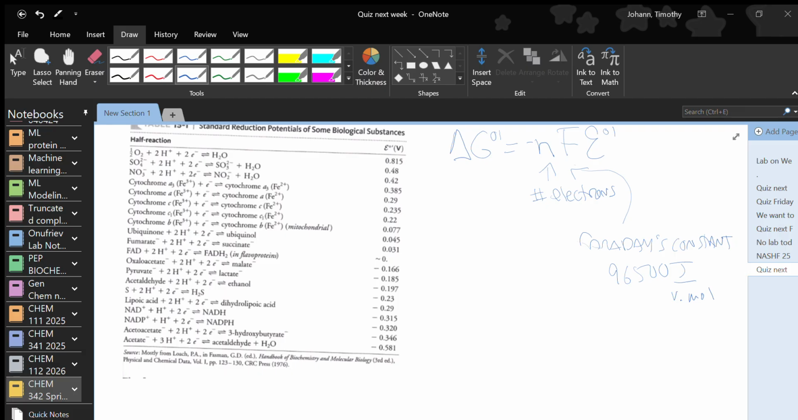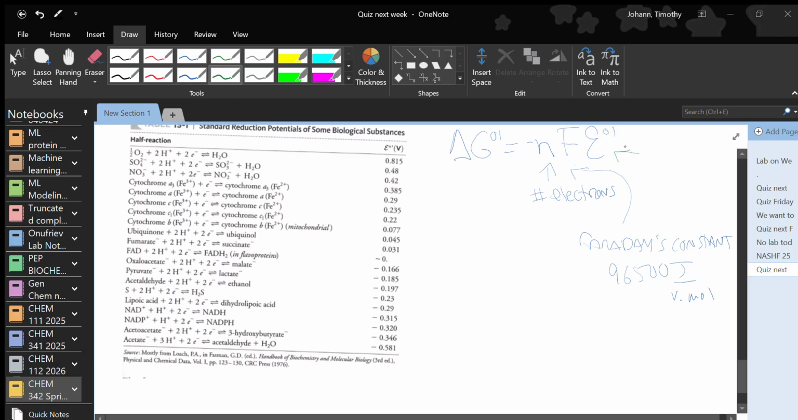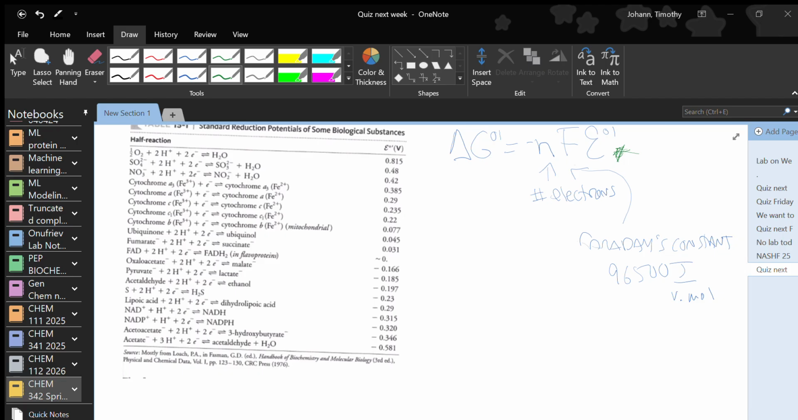So let's go ahead and calculate. Let's use this table here to calculate the potential change, and then we'll convert it to a delta G for this overall reaction.